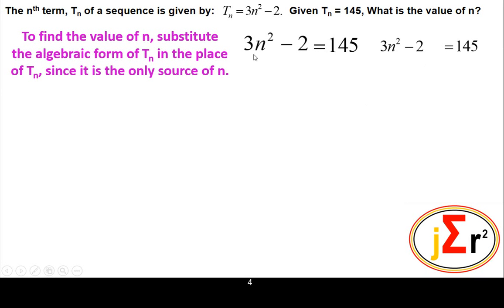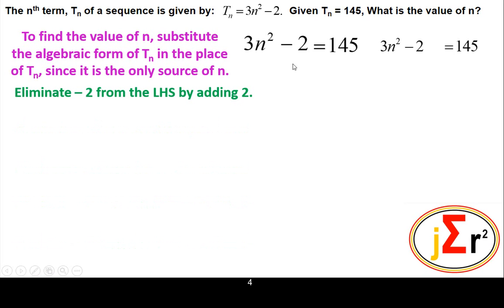So we have your 3n² − 2, which is your algebraic representation of the term, and that is equal to 145, which is the value of the term that is given. And we need to find n. Now we have this equation. How do we solve this equation?